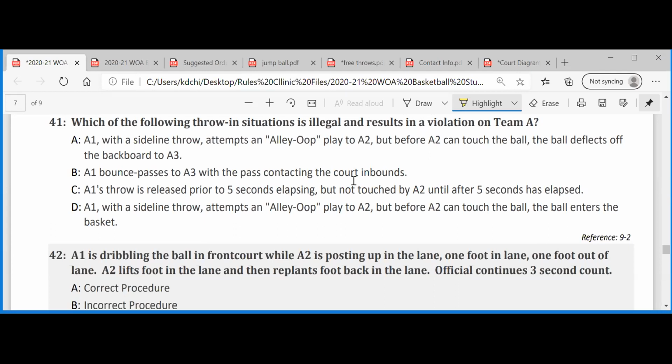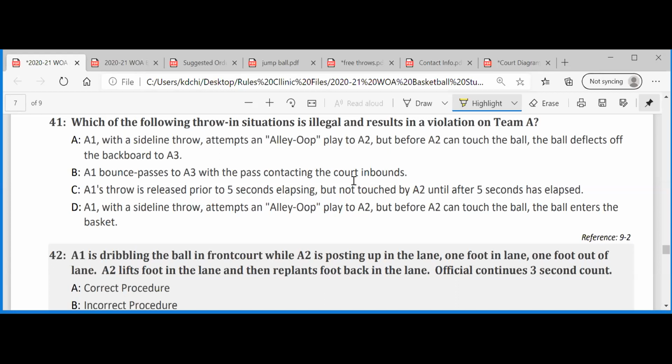A1's throw is released prior to 5 seconds elapsing, but not touched by A2 until after 5 seconds has elapsed. A1 with a sideline throw attempts an alley-oop play to A2, but before A2 can touch the ball, it enters the basket.